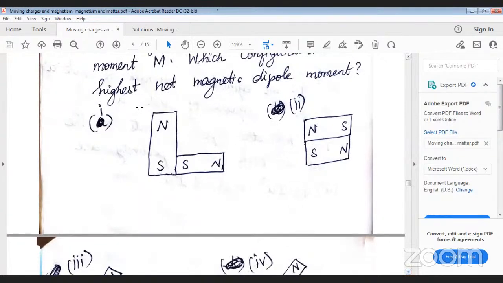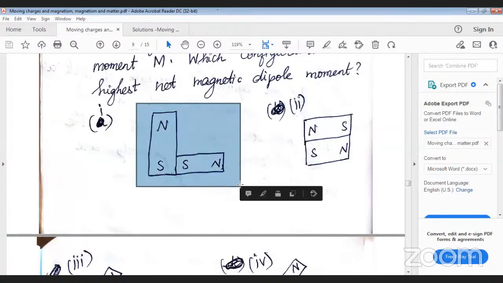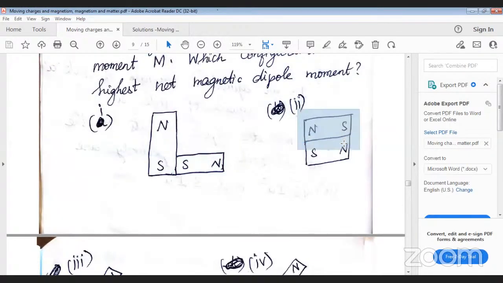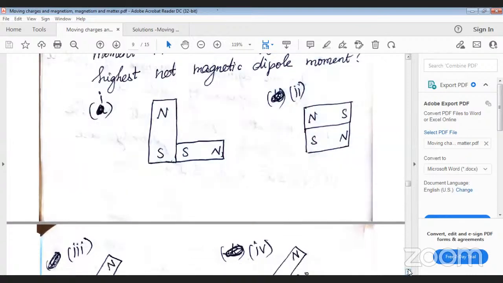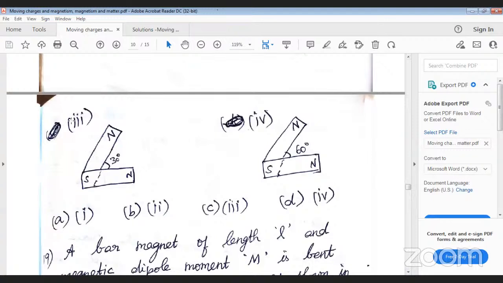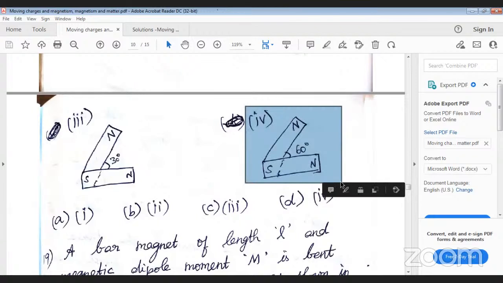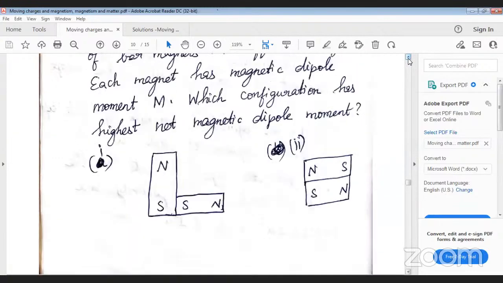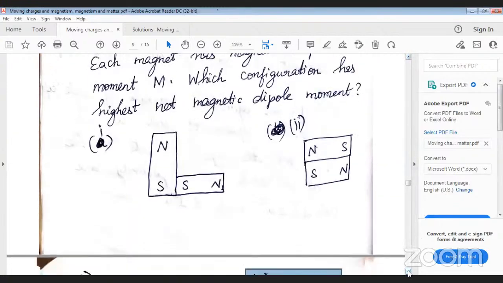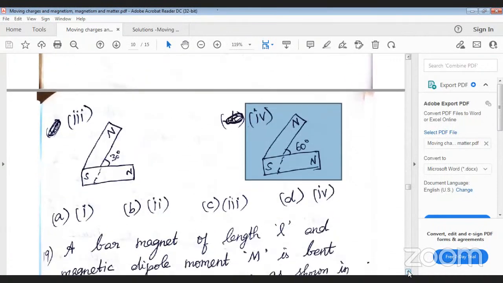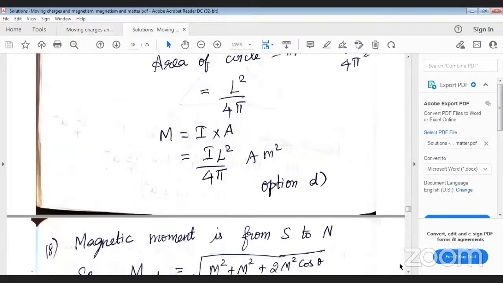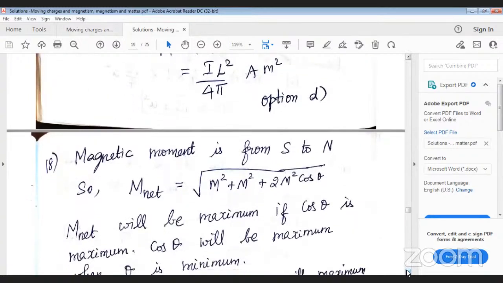Second configuration, where the 2 bar magnets are arranged like this. This is the first configuration. The second thing is like this, and the third configuration is like this, inclined at an angle of 30 degree. And in the fourth configuration, the magnets are arranged like this, inclined at an angle of 60 degree. What they have asked is which configuration has the highest net magnetic dipole moment. For that we need to apply the formula.